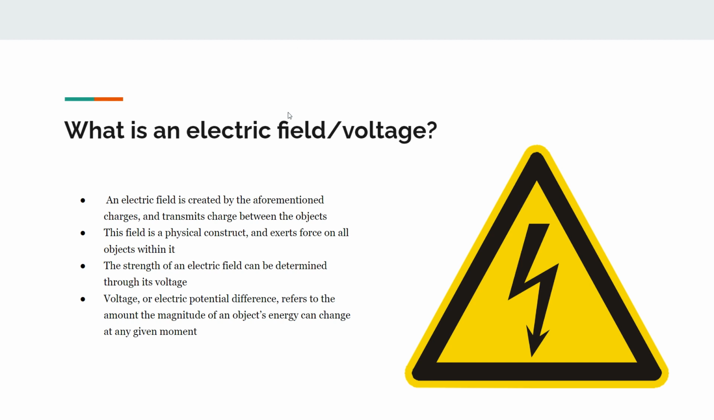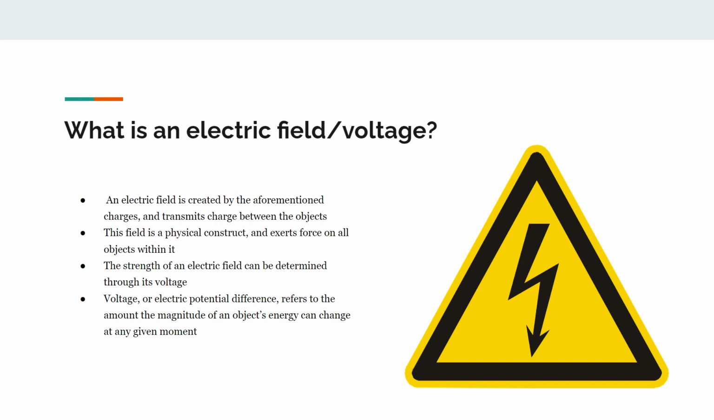What is an electric field and what is voltage? An electric field is created by the aforementioned charges and transmits charge between the objects. So charge is necessary to create this electric field because it's the product of multiple charges opposing one another, being attracted to one another. It's kind of like the physical manifestation of these charges. The field is a physical construct and exerts a force on all objects within it. It also has a direction to it, which didn't exactly play a factor in the PhET simulator, but I thought I would mention that as well.